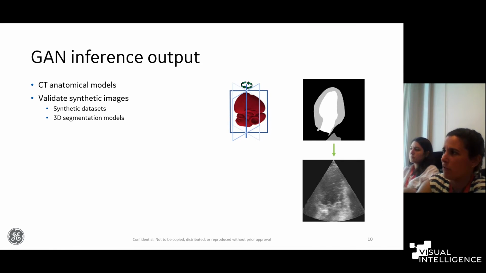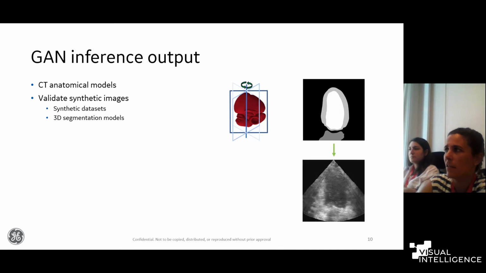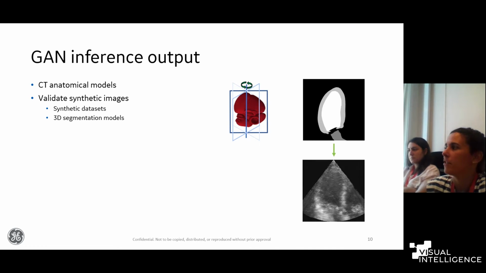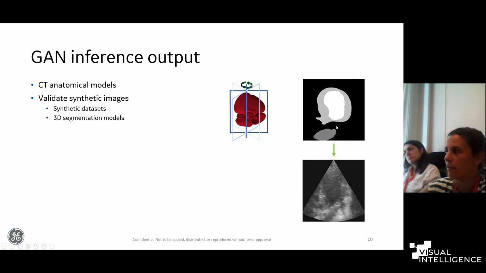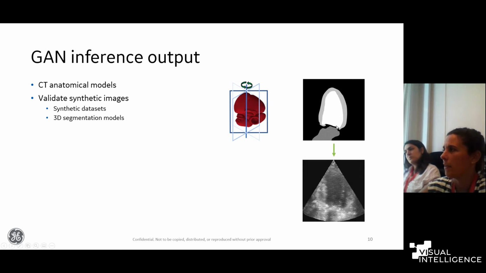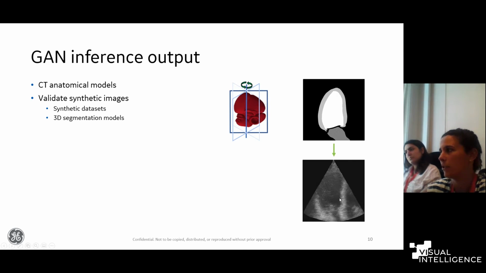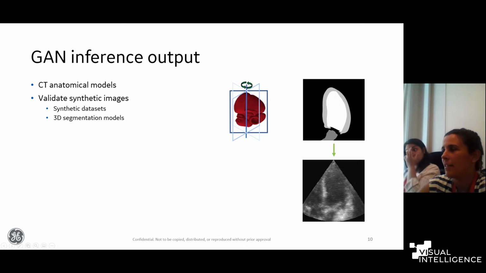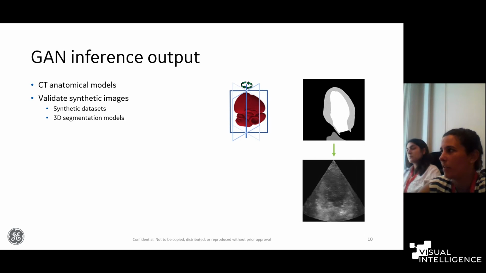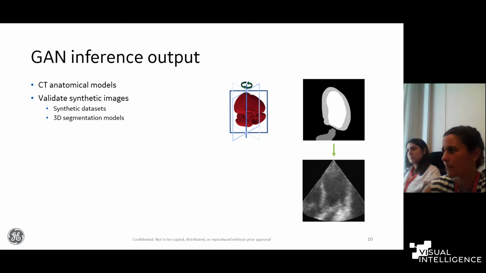At inference, I used around 30 CT volumes, and I generated synthetic images for them following that same principle of slicing and getting the gray level images and then generating the corresponding synthetic ultrasound image. And like I said, these images now need to be validated. And the way we validate them is to prove that they can be useful to train deep learning algorithms.